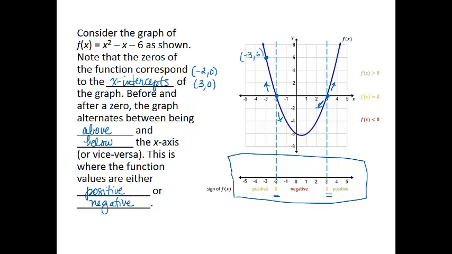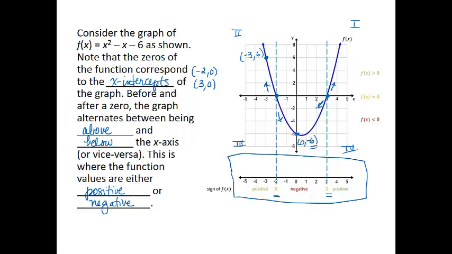Negative 3, 6. I don't have to identify every single point. The fact is, because it's above the x-axis, the y values are positive, right? Y is positive in quadrants 1 and 2. Y is negative in quadrants 3 and 4. And so because the graph to the left of negative 2 lies in quadrant 2, I know the function values are positive. Between negative 2 and 3, the graph lies below the x-axis, so I know the function values are negative. Again, I could confirm: if I plug in 0, I get (0, negative 6).